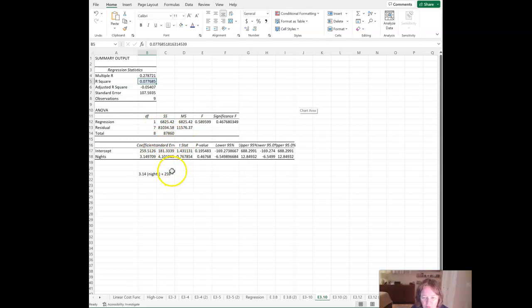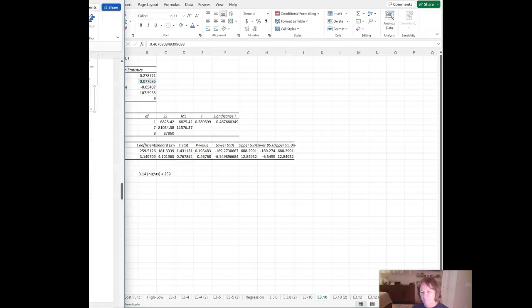Then if we look at the significance, the p-value of the slope, which would be the number of nights, it's also not good, 0.46. And we're looking for something that's 0.05 or less. And this t-statistic is negligible. This would have to be higher. But what you can pay attention to is just the p-value. So the regression doesn't support the relationship either.